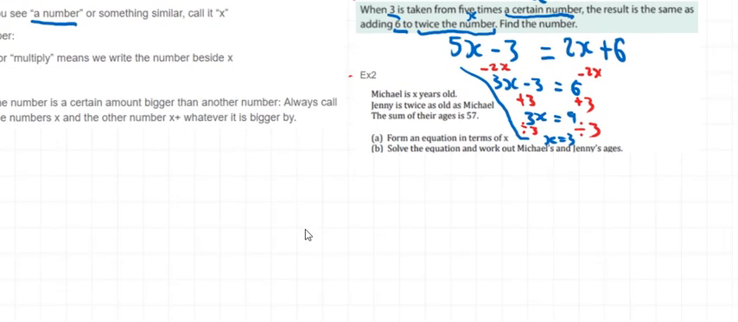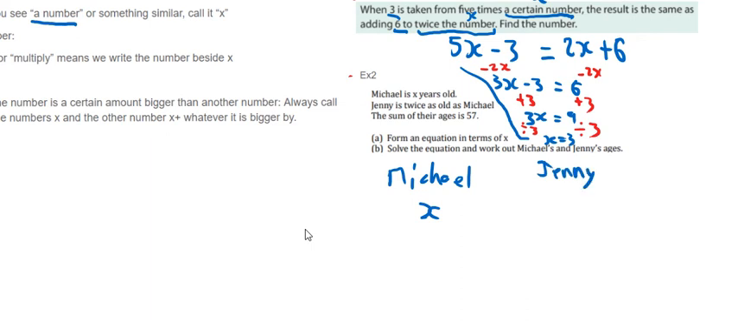Let's look at example 2. Michael is x years old. Jenny is twice as old as Michael. So we know that Michael is x years old. Jenny then, if you have to try and think of an expression for what Jenny is if Michael is x: twice as old.